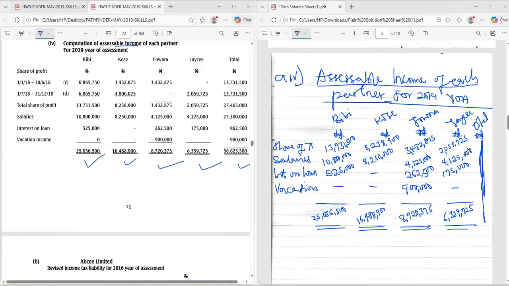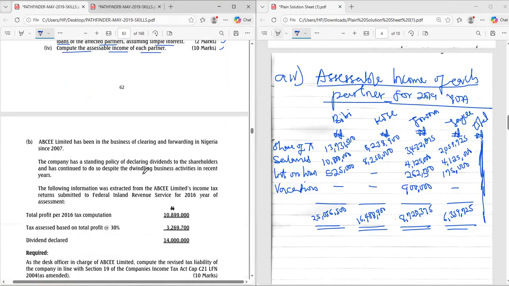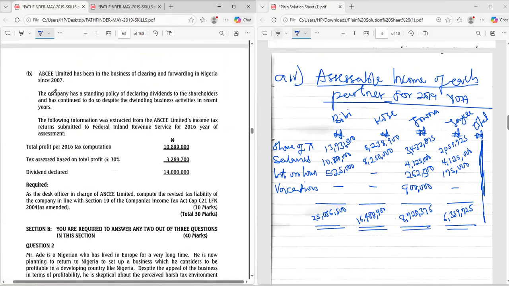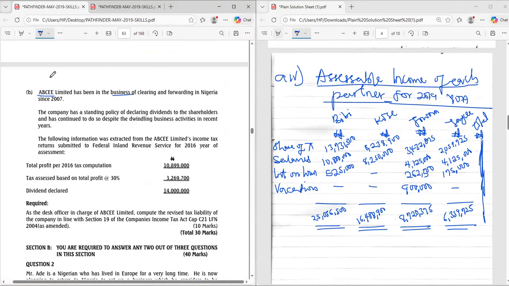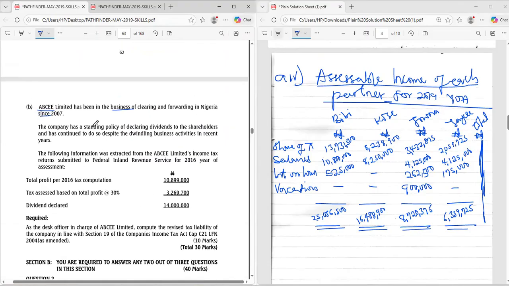All right, so there's a B part that we can address quickly in just 1 minute. They said ABC Limited has been in the business of clearing and forwarding in Nigeria since 2007. And the company has a standing policy of declaring dividends to the shareholders and has continued to do so despite the dwindling business activities in recent years.